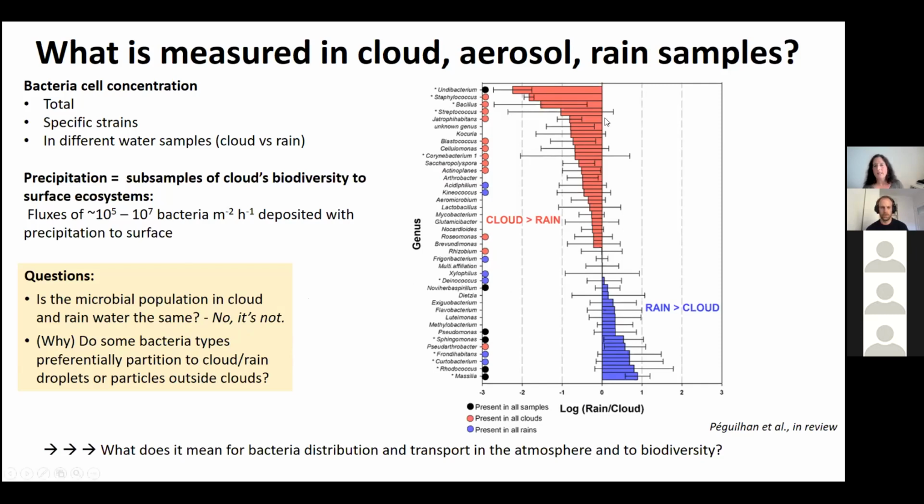And then the next question, if it's not, then why do certain bacteria partition to the one or to the other? And here is an overview from our PhD student, where she looked at the partitioning of certain bacteria genus or types, in cloud and in rain. And you can see there is a difference. And so the differences can be quite substantial. So clearly, either some bacteria like to partition to the droplets that precipitate, or some other mechanism is going on that changes the partitioning or the concentrations in cloud water and rainwater.